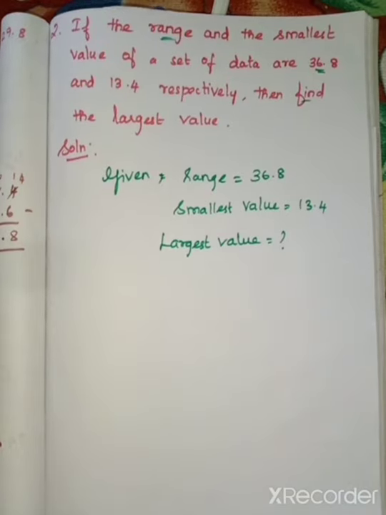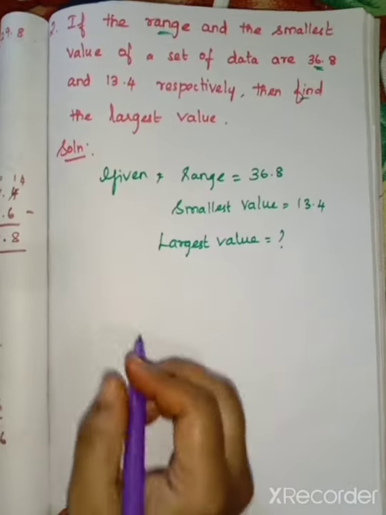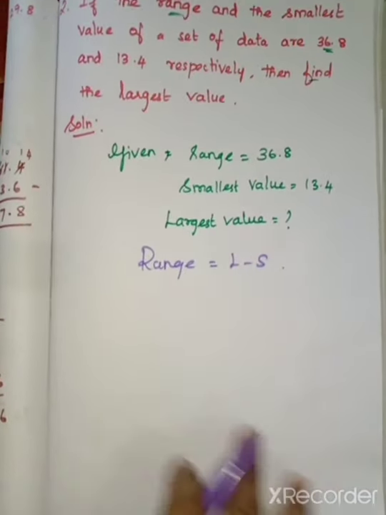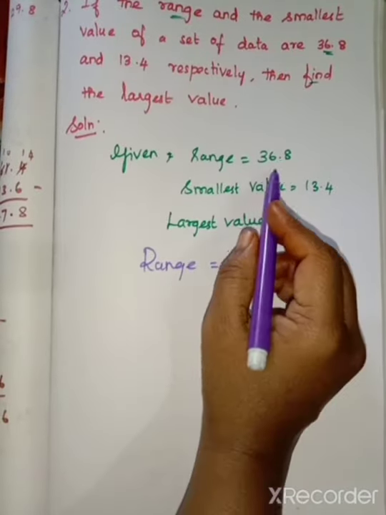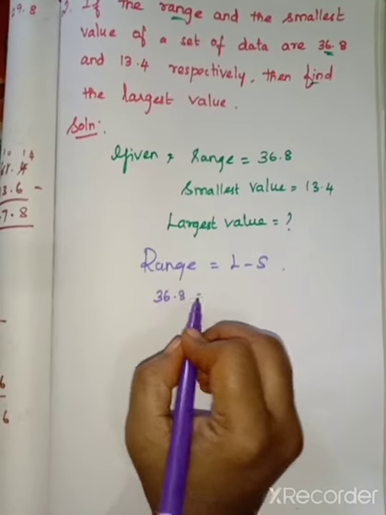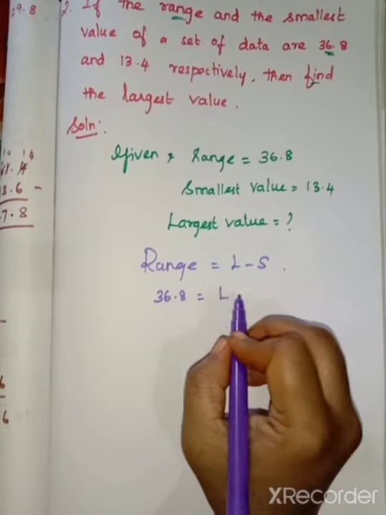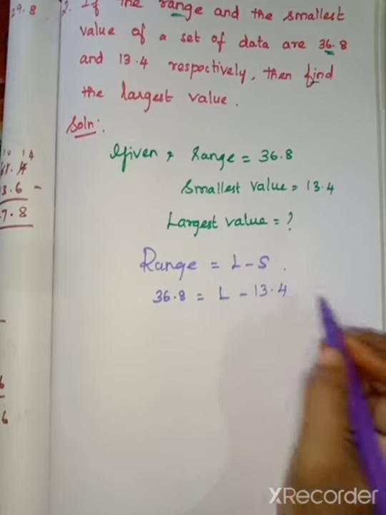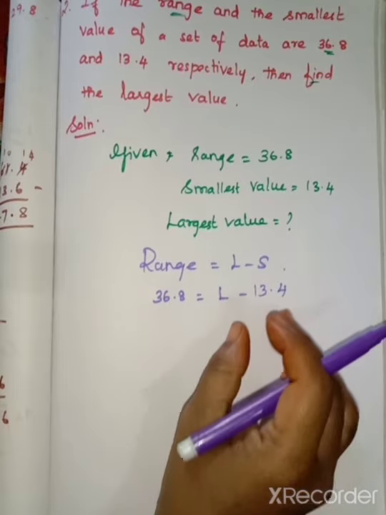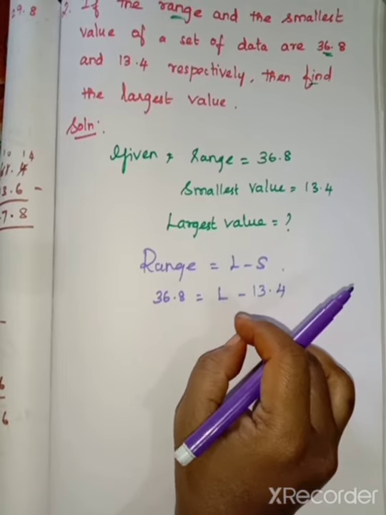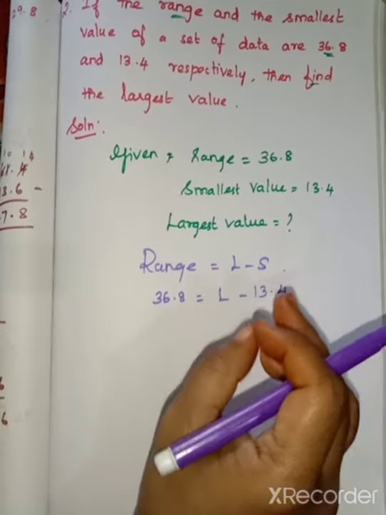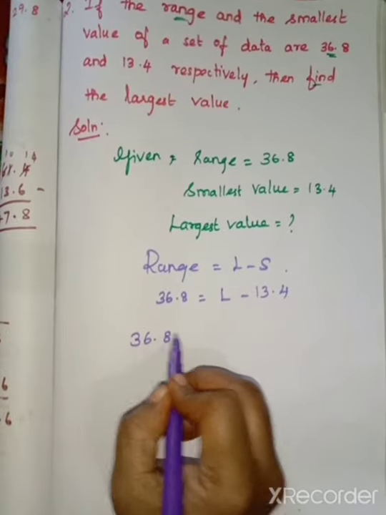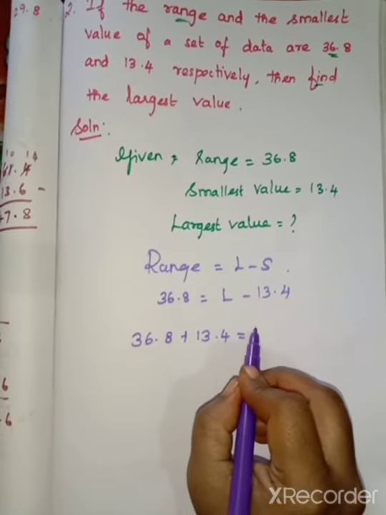So here the given data is the range. We know the formula: range equals L minus S. Now we substitute the known values. Range, which is 36.8, equals L minus S, where L is the largest value we don't know, so keep L as it is, and S is the smallest value, 13.4. We want to find L. So the minus 13.4 is taken to the left hand side, and it becomes plus. So 36.8 plus 13.4 equals L.